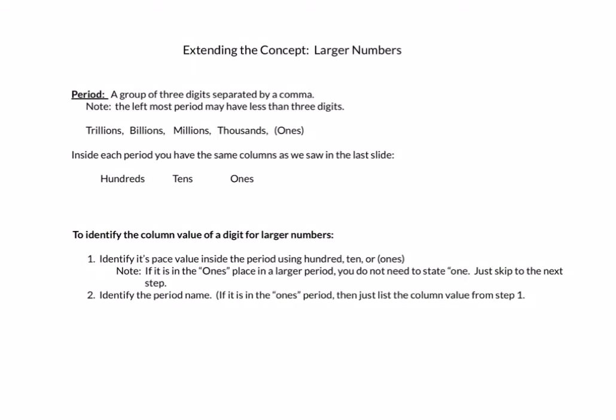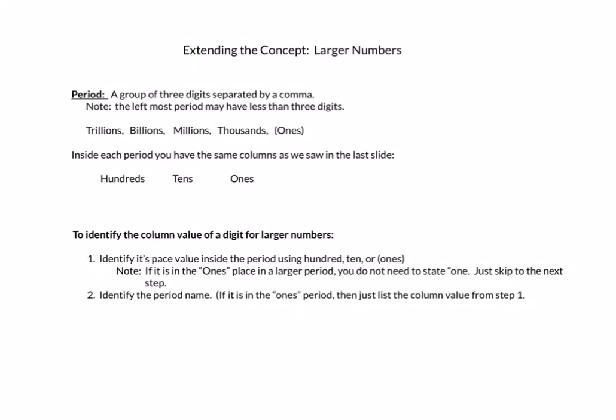Trying to memorize all of those place values is, well, a bit of a tongue twister, first off. But if you notice, there's some repetition going on. So what we're going to do is combine the 2 pieces of information, the ones that we saw from the last slide, as well as the period name, in order to identify the column value of any digit. So the first thing we want to do is identify the number's place value inside the period using 100, 10, or ones.